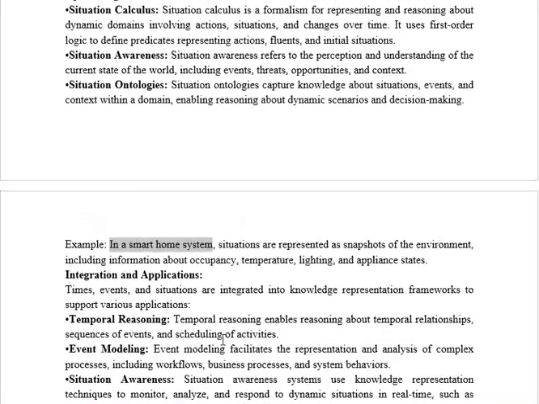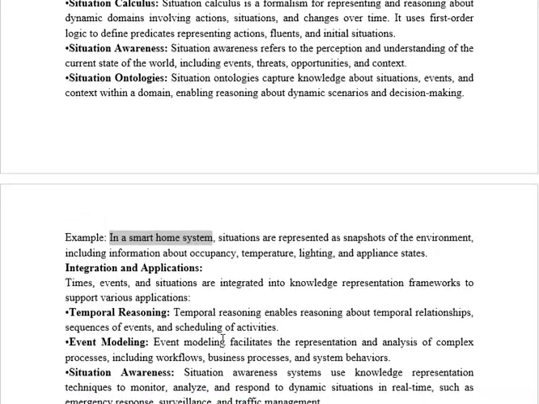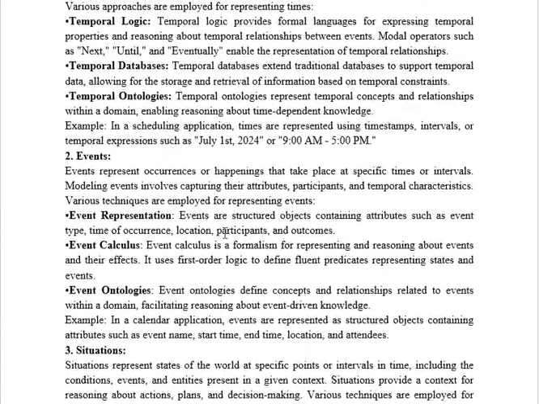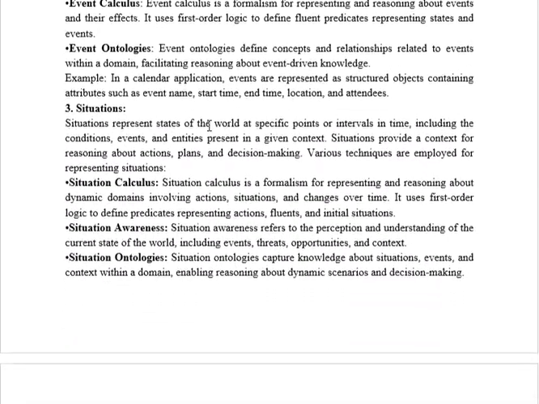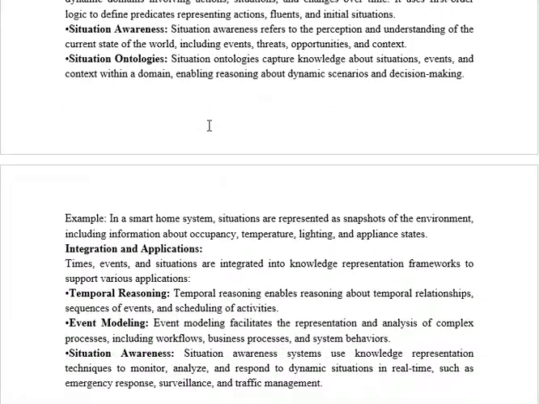Now, what are the integration and the applications? They are temporal reasoning, event modeling, and situation awareness. Event modeling represents and analyzes complex processes. Temporal reasoning deals with relations, the sequence of events, and scheduling of activities. That is the scheduling application, where we schedule time according to intervals. That is the temporal reasoning.